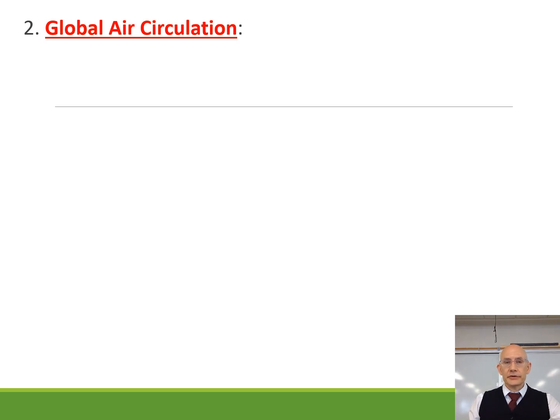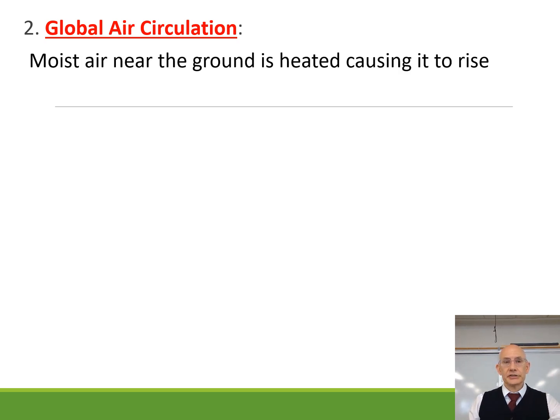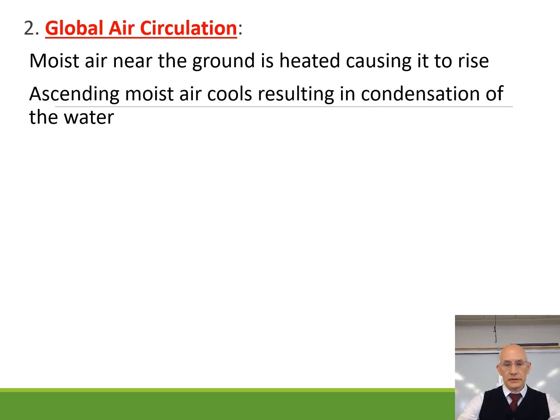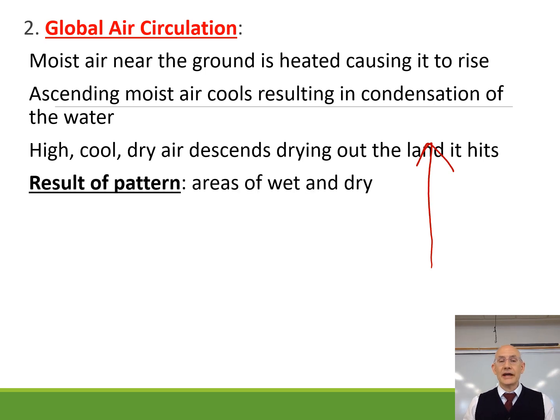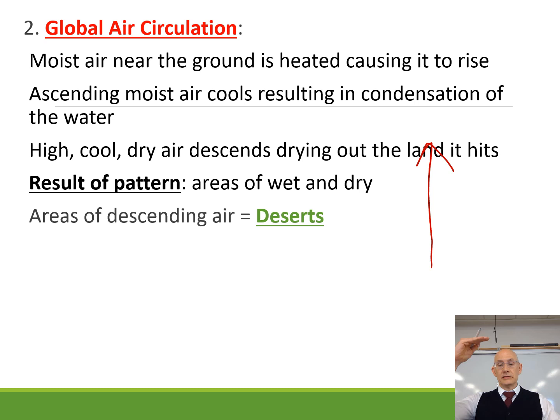The climate is also going to be affected by what's known as global air circulation. What happens here is moist air near the ground gets heated up. The heat causes it to rise, and then as it goes up, it cools, and that's going to have all kinds of precipitation. Then the cool, dry air comes down and hits the planet and dries it out. So you're going to get these alternating patterns of warm and wet to dry to wet to dry as you move away from the equator.